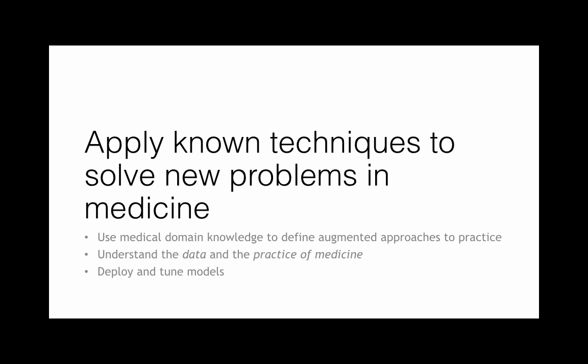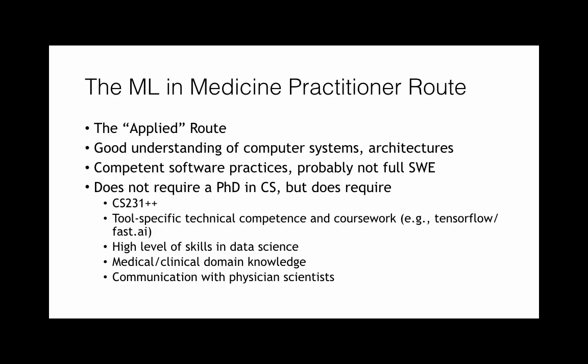This is true for students that join my group and Eric's group, who's a co-author on this presentation. About half of these slides are mine and half are his. Some of you know him. This is the applied route. In the applied route, you don't have to go get a PhD in CS, but there are still some basic requirements that you need to know in order to be effective in this area.